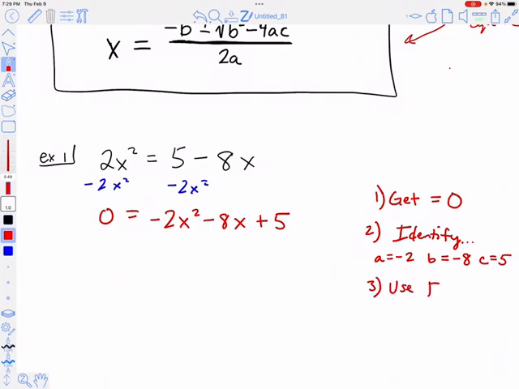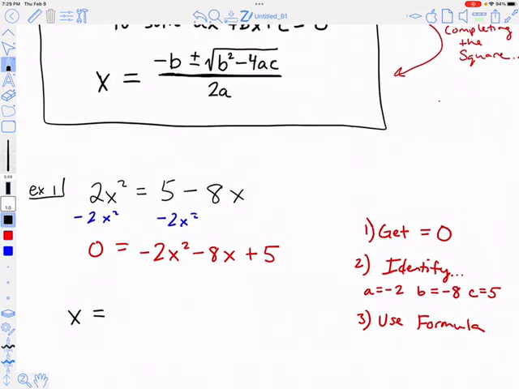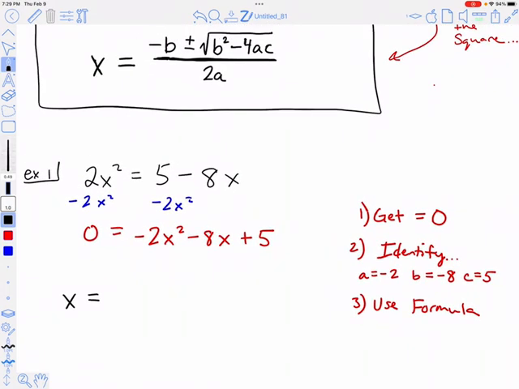All right. Now, we are going to all do what I ask you here, which is we're going to write out the formula. Every time we solve using the formula, what I want you to do is write out the whole formula first before plugging in the numbers. So what I mean by that is we're going to go negative b plus or minus the square root of b squared minus 4ac all over 2a.